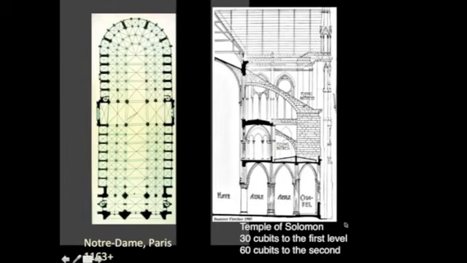Here's our section, and notice that we're already here at Notre Dame, or at least in this section of Notre Dame, getting rid of the triforium. We have the aisles down here, we have the gallery or the tribune here, and now we have clerestory. And so we get a lot more light coming in. We get a lot more dematerialization of the surface.